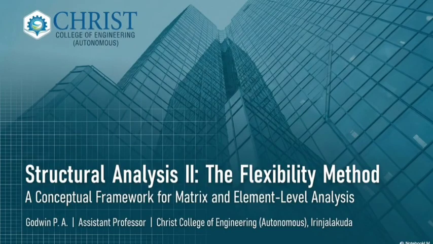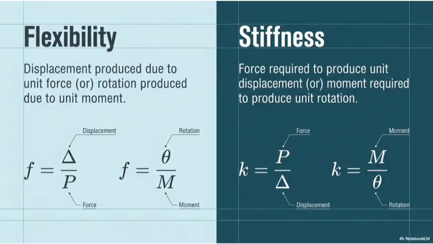Today we are discussing the third module, that is flexibility metrics method of analysis. So what is flexibility, as well as what is stiffness? These are the two technical terms to start with. Flexibility means it is basically displacement itself. It is a displacement produced due to a unit force. That is, when we apply a force at any point, the displacement produced is called flexibility.